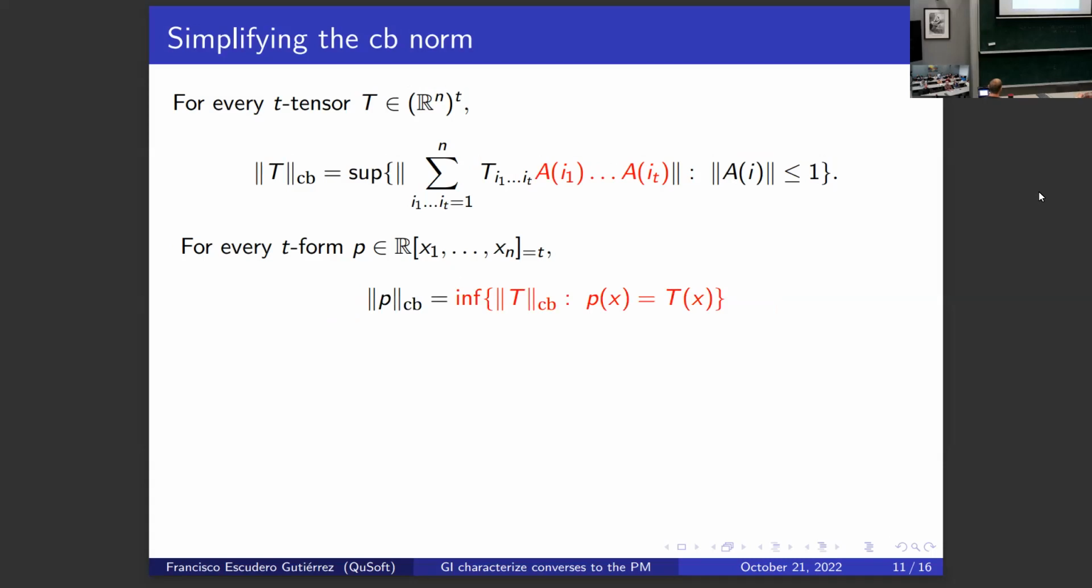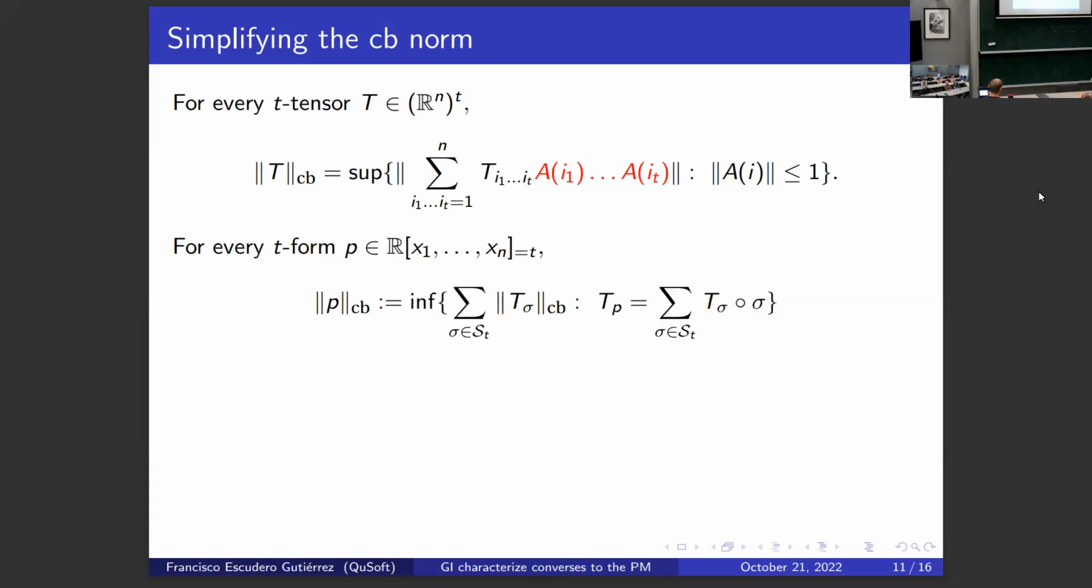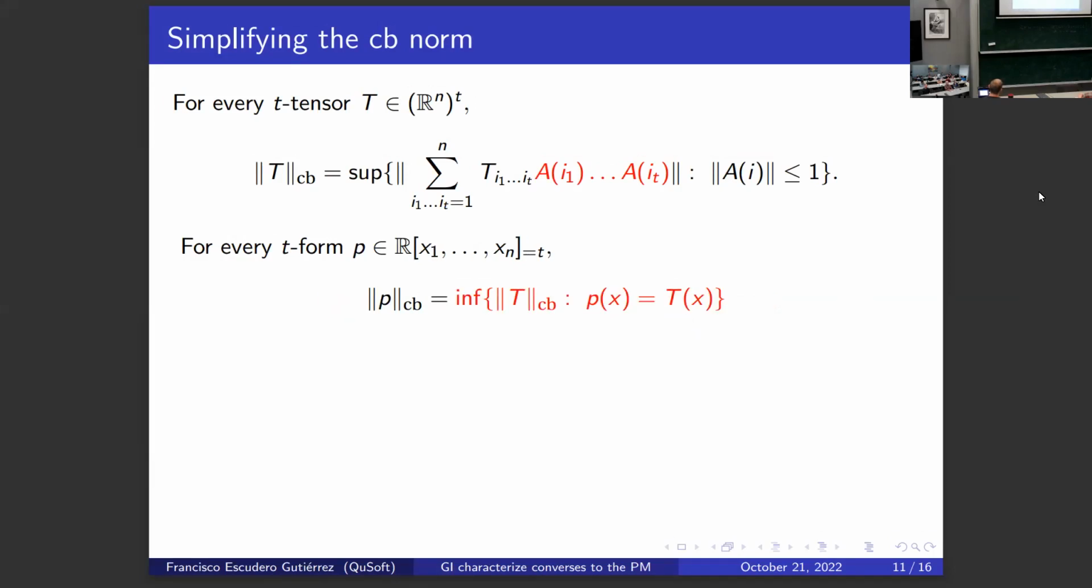Okay, so now comes the moment that everyone is looking for, which is the simplification of the completely bounded norm of the polynomial. Now we forget about this symmetrization thing or whatever the compositions that is difficult to understand. We just say that the completely bounded norm of a polynomial is the infimum of the completely bounded norms of the tensors that are associated to that polynomial, which I think is easier to understand than the previous one. And I hope that this pushes people to use this method of characterizing quantum query complexity, because now things are a bit easier to understand.